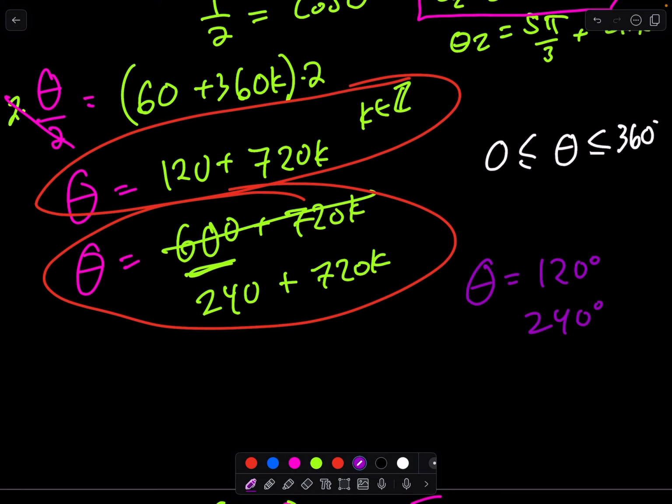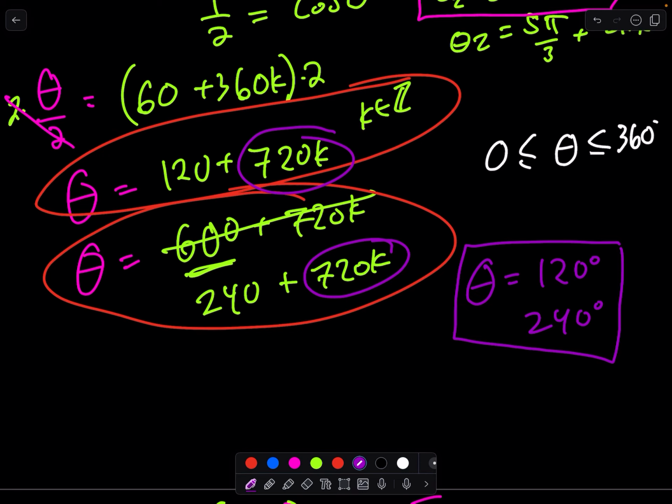All right? They both fall within 360 degrees. Now, if I added this multiple of 720, that's going to actually have me wrap around twice, but I'm going to fall in the same spot. Okay? Similarly, 240, since I have that wraparound of 720k, that's two 360s, I would be in the exact same spot. So actually, believe it or not, these are my two solutions. There are not any others.